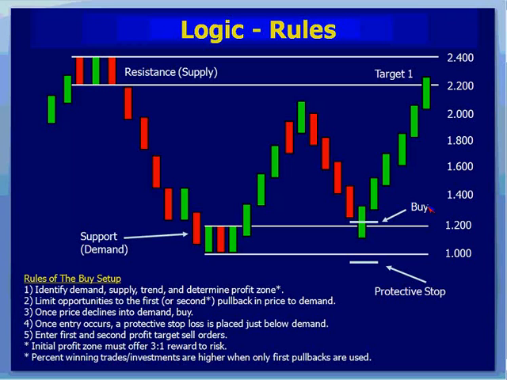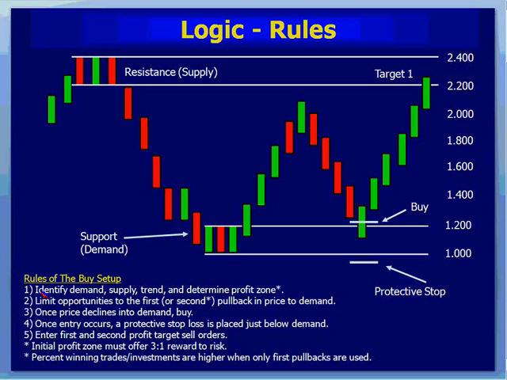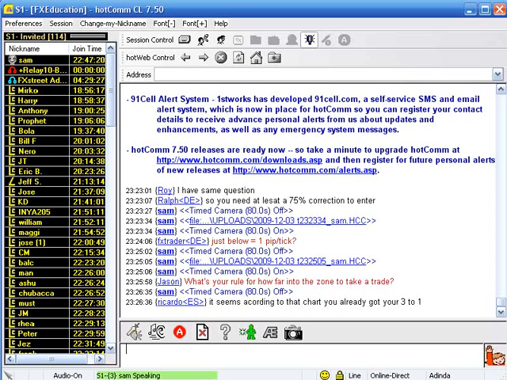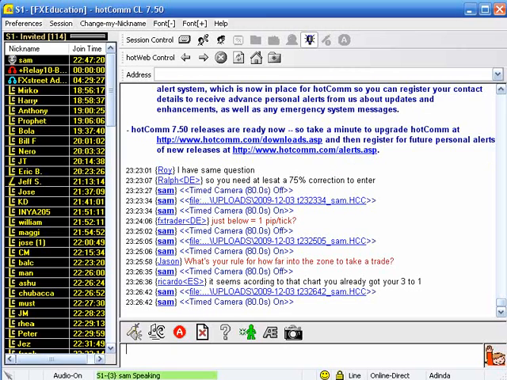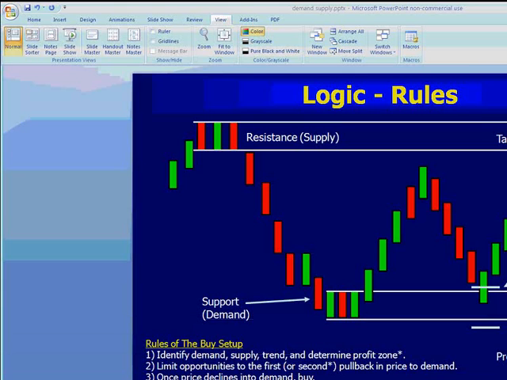Jason, well, again, one of the important things here, let's go over the notes over here to the left. Your question is answered right here in these notes, these rules. Number 1, identify demand, supply, trend and determine profit margin. We've talked about all those things pretty quickly right here. Number 2, limit opportunities to the first pullback in price into demand. That's more of an answer for your question, Jason.